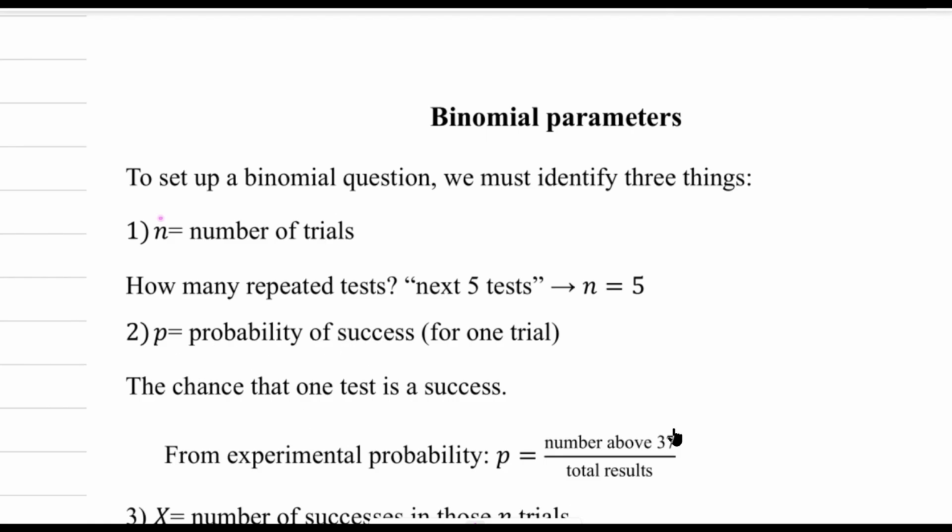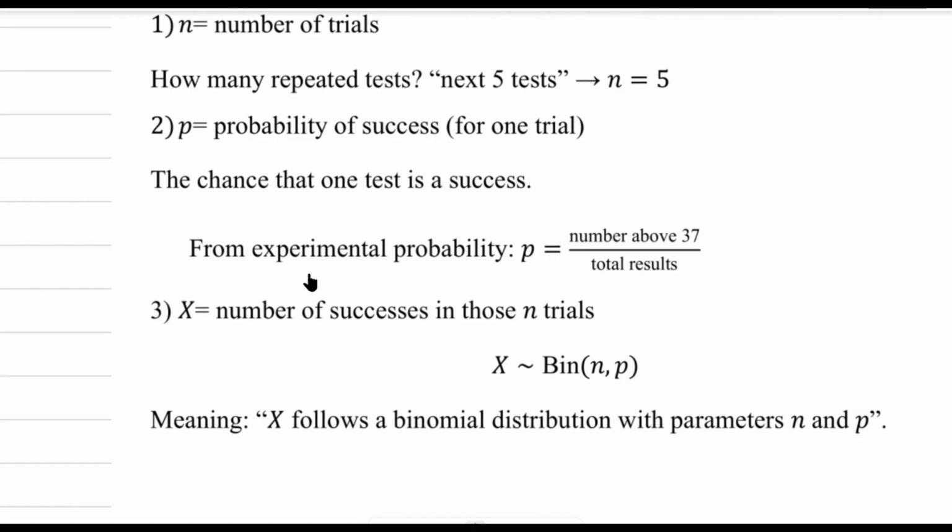And the probability of success, which is already calculated. In the previous example, it is the number above 37 megapascal, which was 12, divided by the total results, which was 40 at that time. So the probability you already calculated, and the number of successes in those n trials, x. This x will be explained more clearly later, but usually x follows a binomial distribution with parameters n and p, the number of trials and p, the probability.